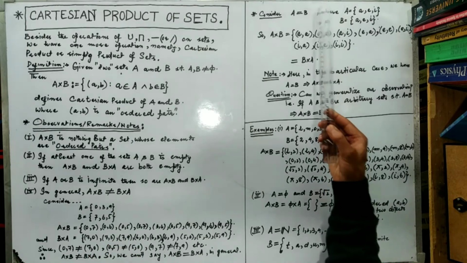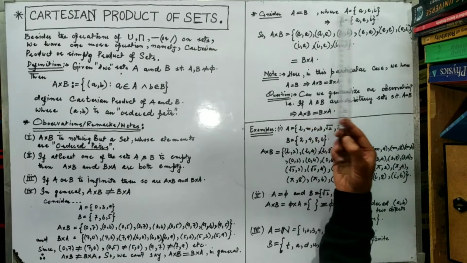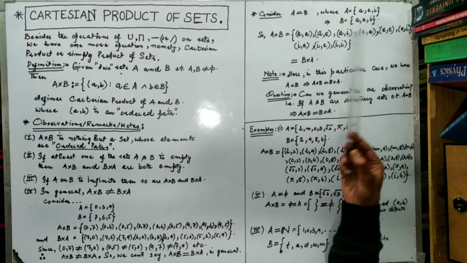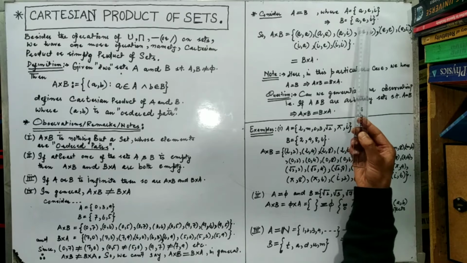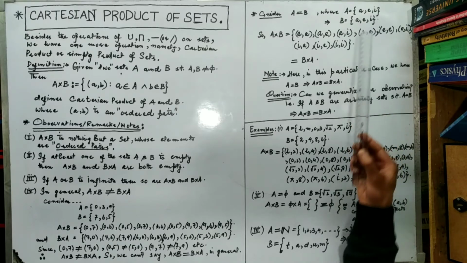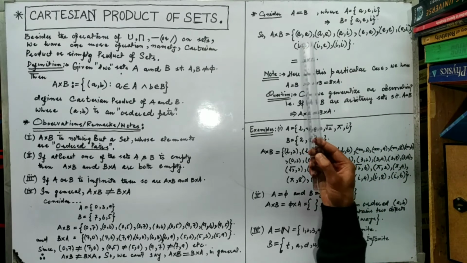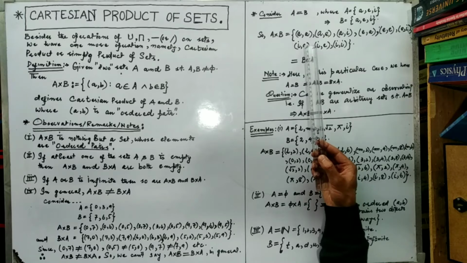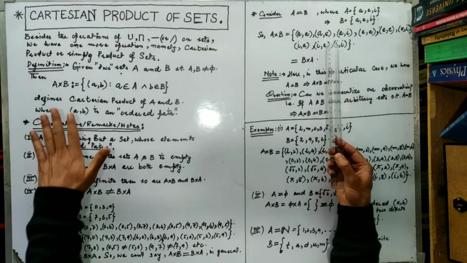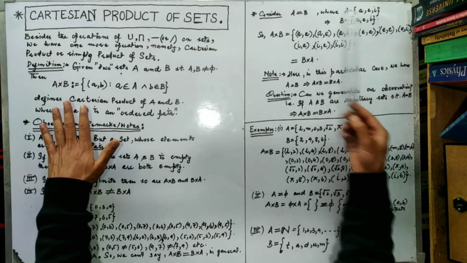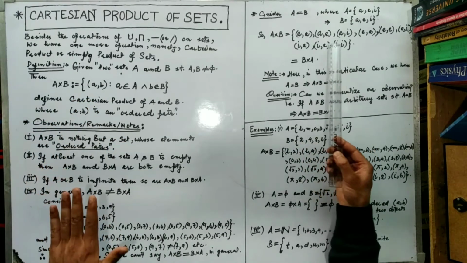Now let's consider another example. In this example, I have two sets A and B, and deliberately, I have taken the case where A and B are equal sets, as you can see yourself. So what will be the Cartesian product A cross B? It will be this set. After applying the definition to this particular example, my A cross B is this set.